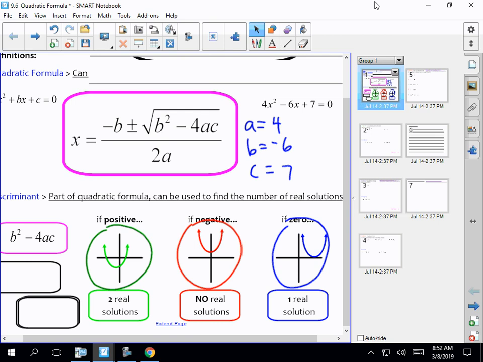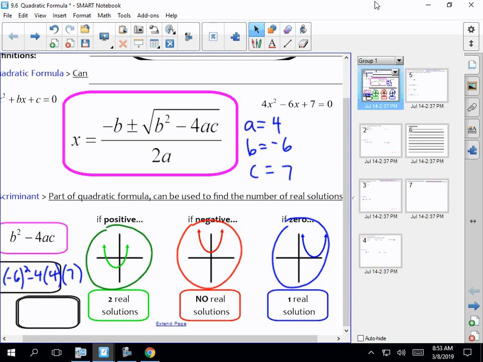Let's try it with this sample one up here. You think this has 2, no, or 1 real solution? Let's see. If we plug in b squared, so we'd have negative 6 squared minus 4, a is 4 and c is 7.